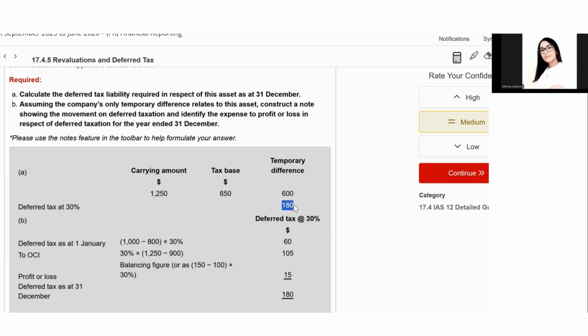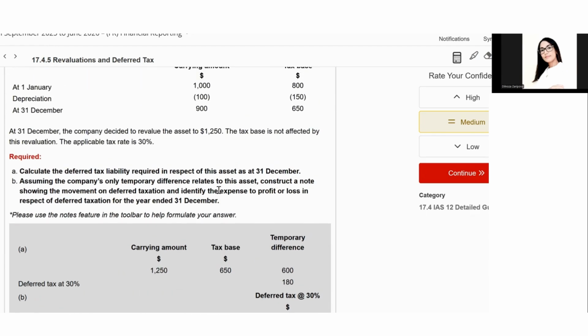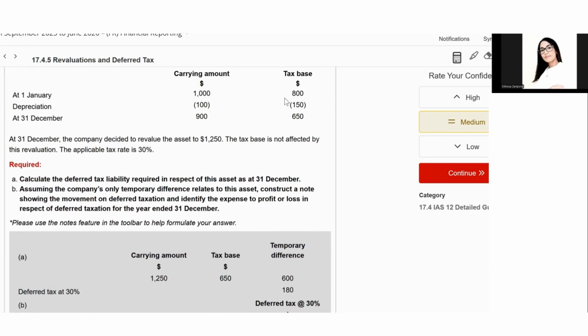because here you need to have at the end of the period 180, right? Or you can also calculate it yourself. 150 minus 100, you will have 50 multiplied by 30. Where we get these numbers? These are the numbers: tax base, carrying amount.